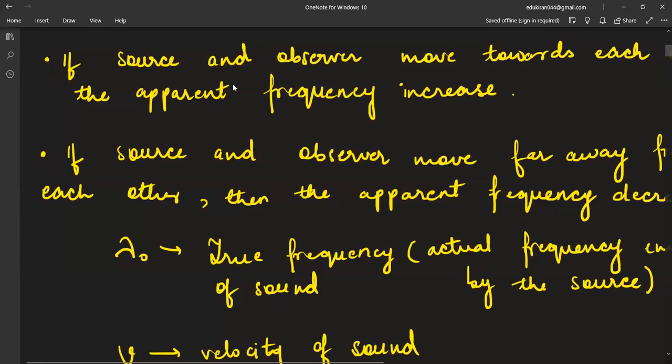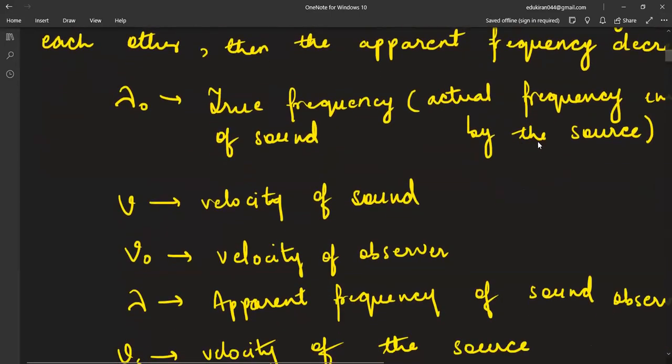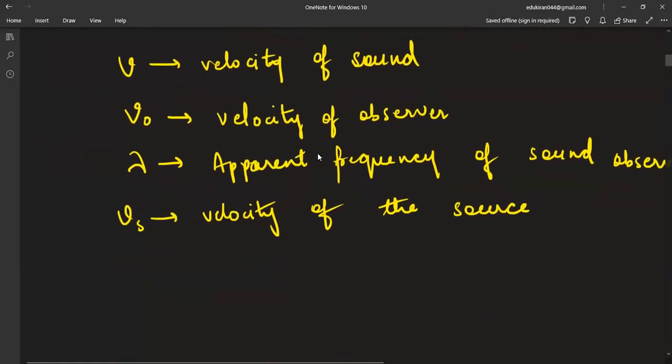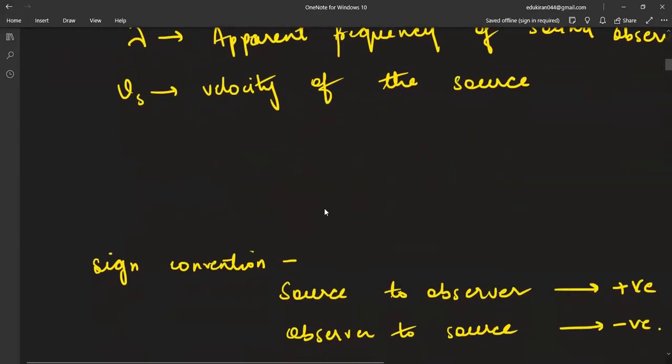So, if source and observer move towards each other, the apparent frequency increases. If source and observer move far away from each other, then the apparent frequency decreases. So, nu naught is the actual frequency of the source. V is the velocity of sound. V naught is the velocity of the observer. Apparent frequency I already told you, and Vs is the velocity of source. All right. So this is the apparent frequency which we have calculated.